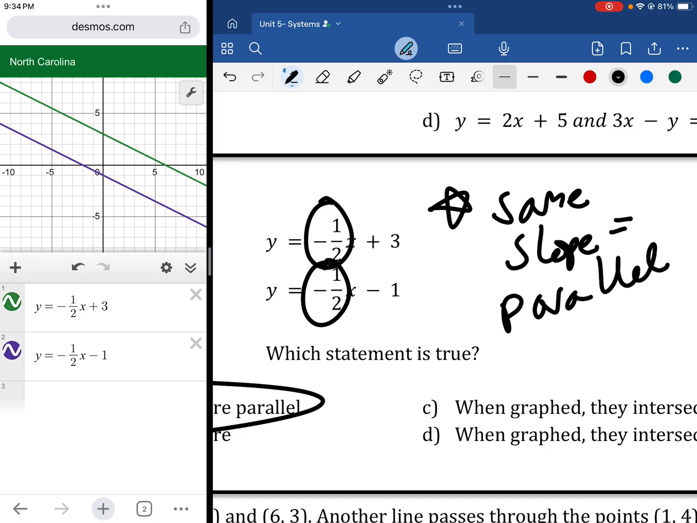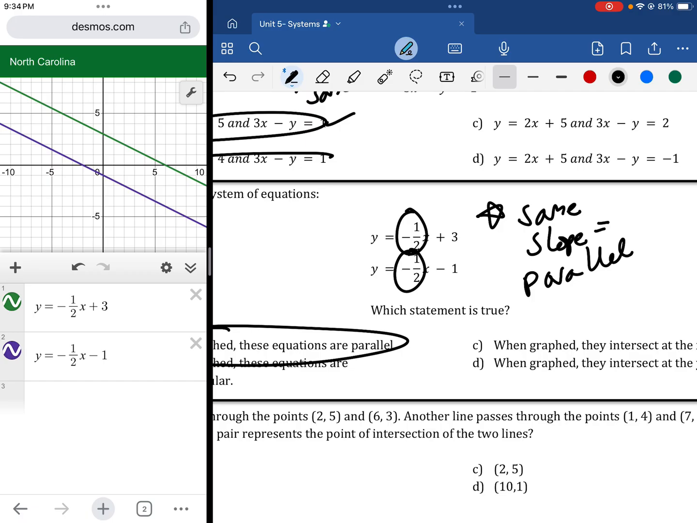So we didn't have to put it in Desmos, but we just knew to look at it. We could plug it in Desmos if we saw the Desmos, but if you want to be a little bit quicker, just look at the lines, and they have the same slope, which means they are going to be parallel.